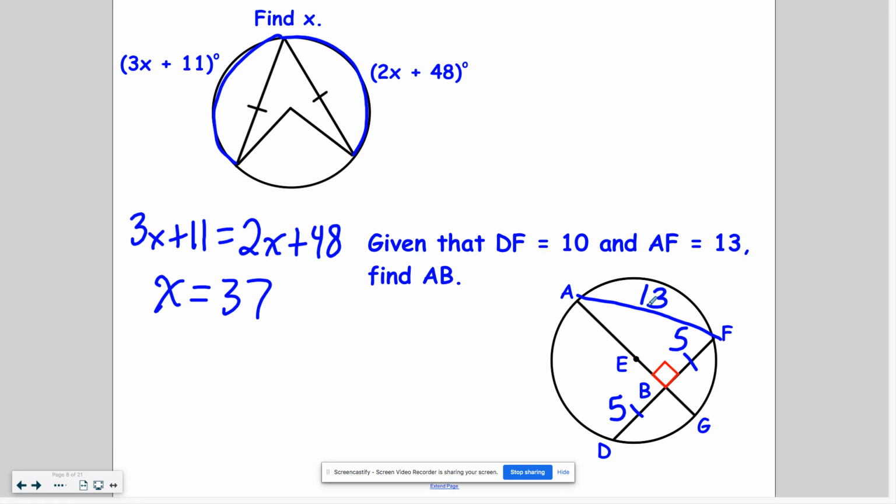They want us to find AB right here. I'll call that X. Well, that should look familiar to you. You have a right triangle. I have 5 and I have X on the legs, and then I have 13 as my hypotenuse. That's a Pythagorean triple. I don't even have to do the Pythagorean theorem because I've got that one memorized, or you should by now. 5, 12, 13, that's a Pythagorean triple.